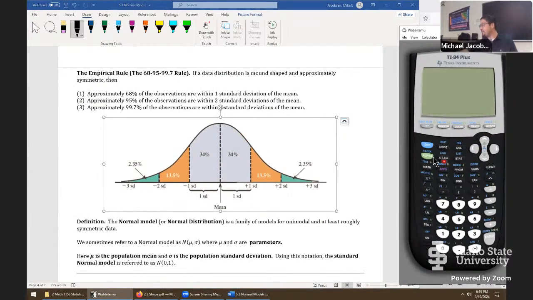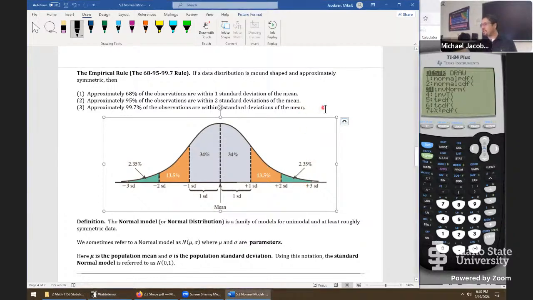And that's why, on a calculator like this, if you turn it on, hit second, and then the bars key, you see normalpdf. That gives you the points on the curve. Normalcdf gives you areas in here that you can convert to percentages. And invNorm gives you the values on the x-axis. We're going to see how all that goes in section 5.4.